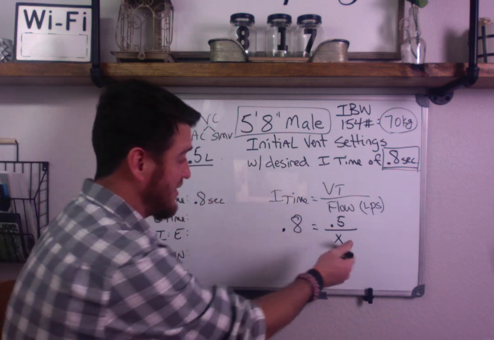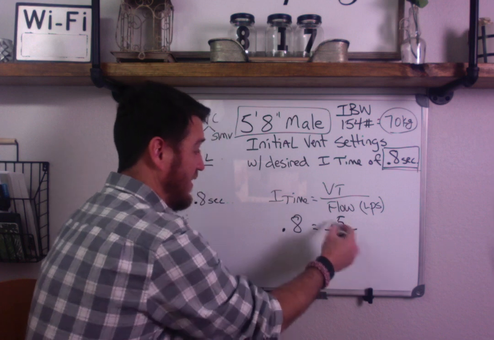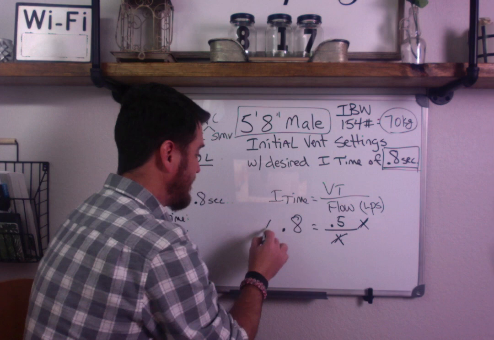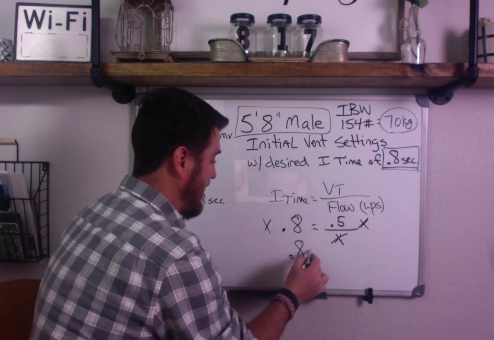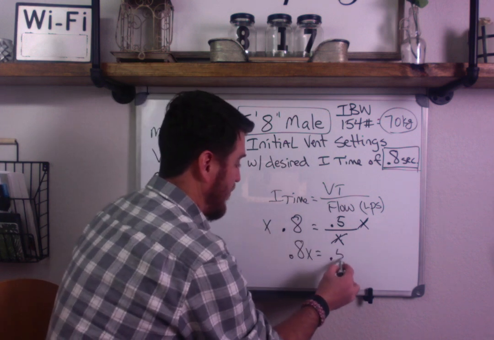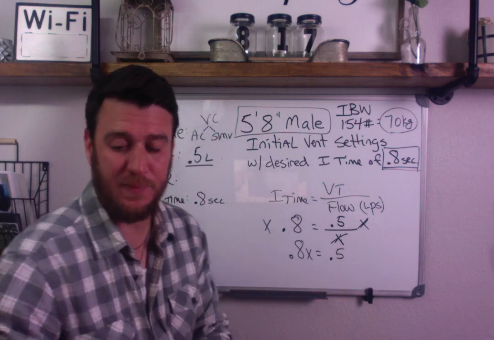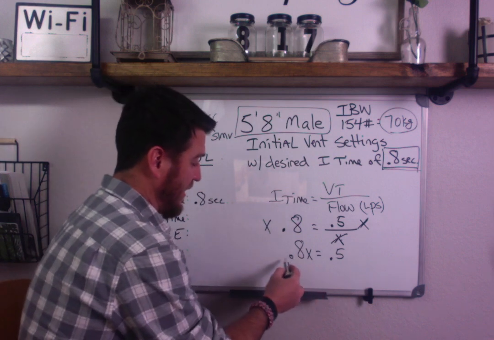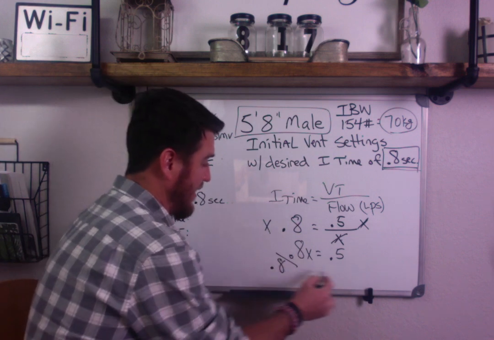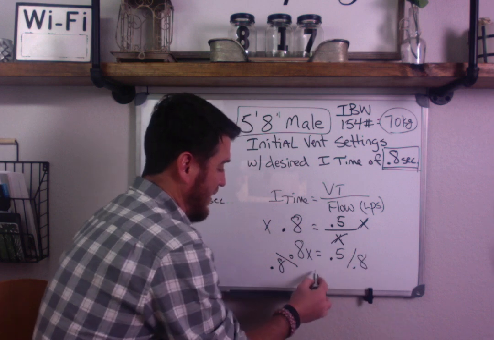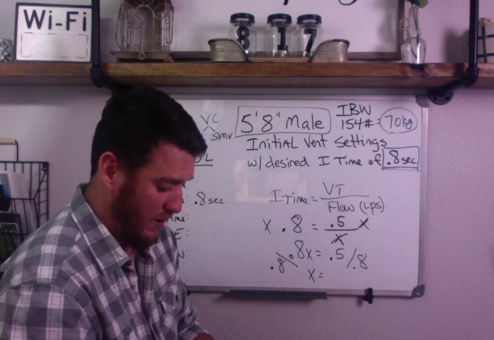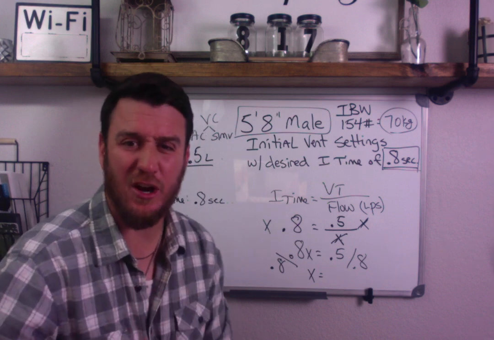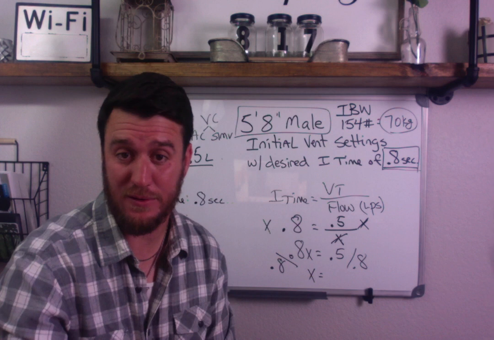Now, when you do this, you have to get X by itself. So we're going to multiply both sides by X. This is going to give us 0.8 X equals 0.5. Okay, so when we do that, we divide both sides by 0.8. So divide this side by 0.8, divide this side by 0.8, and what we get is X equals 0.5 divided by 0.8 equals, and you're going to get a number that's 0.625.